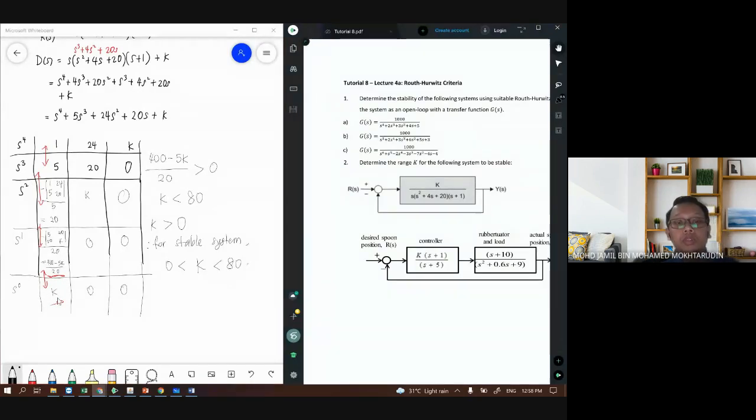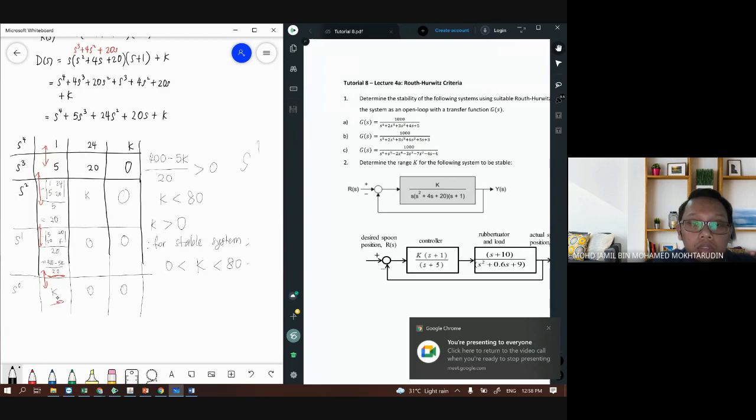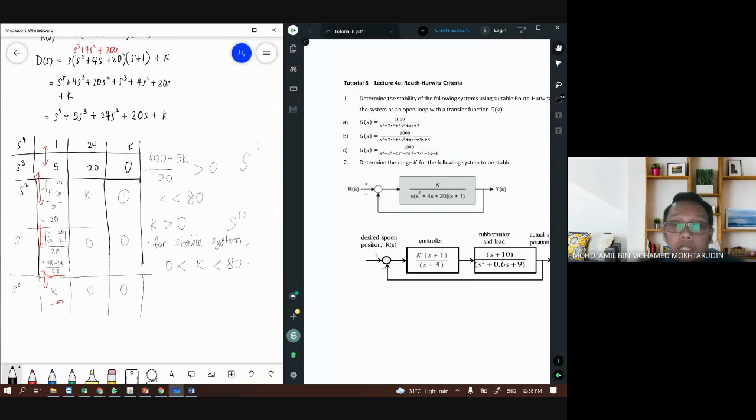Okay, so the first value here is from row S1, and the second one here from row S0. I think in the tutorial exercise, the second figure, you have 3 rows yang ada K. So you need to determine all possible range of K from each row. Sini row S1 ada K, so kita kena cari range of K dia. And then row S0 pun ada K, so kita kena cari range of K to make sure that the first column is positive or no sign changes.